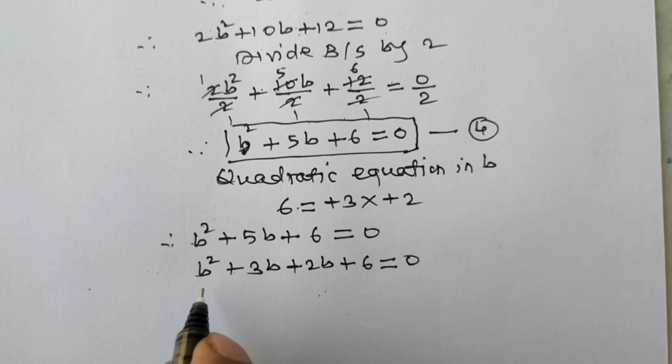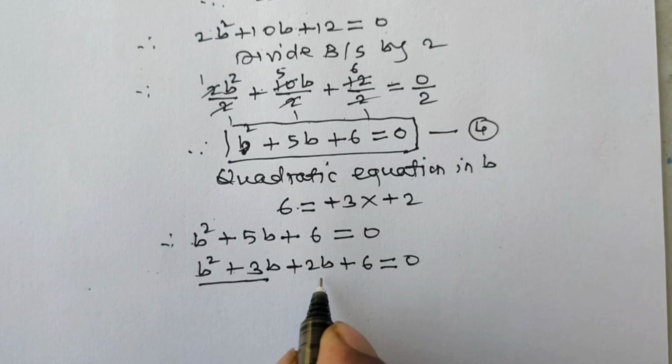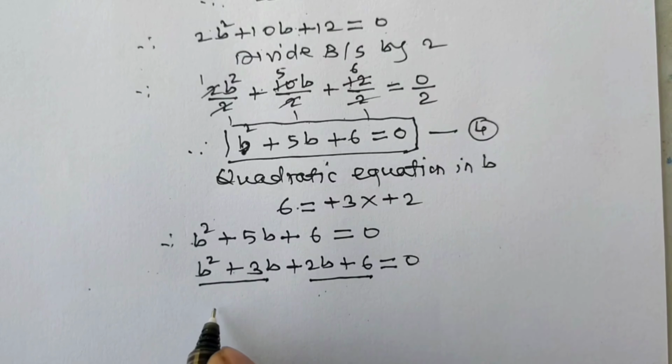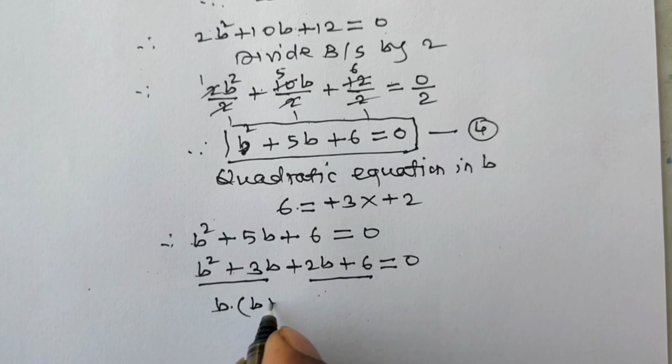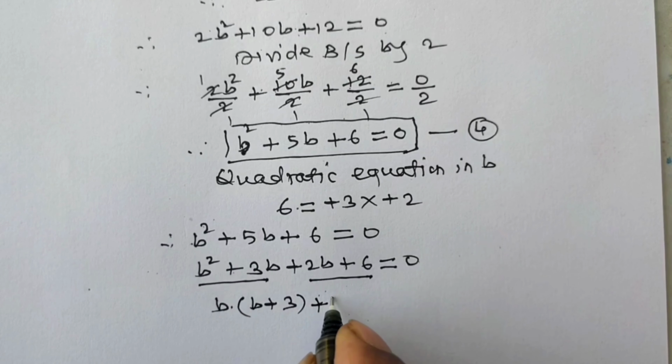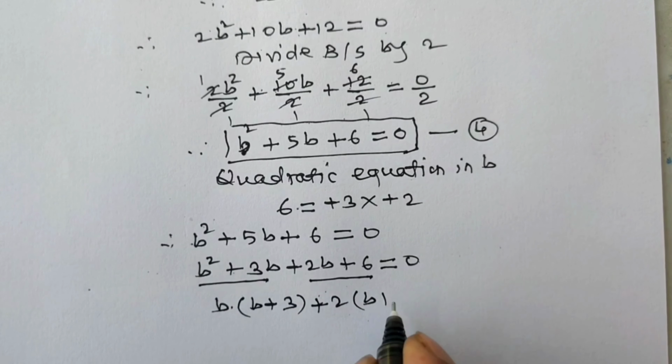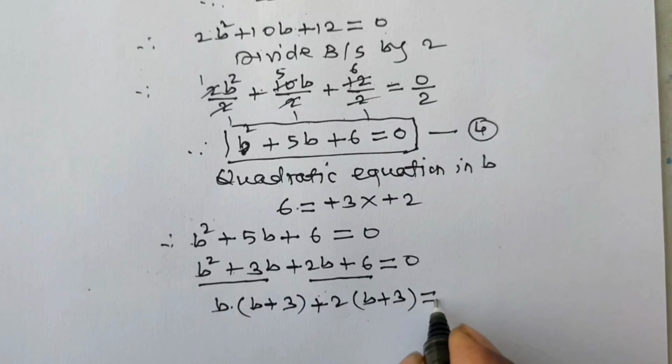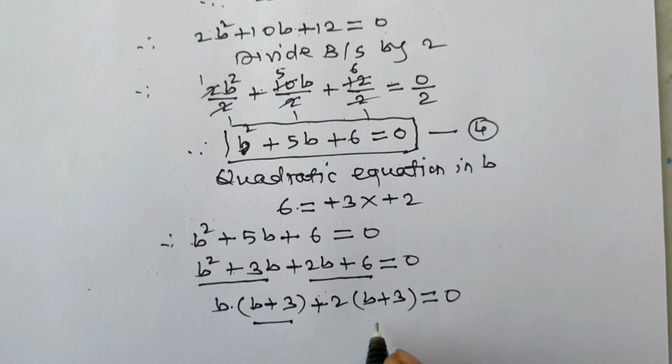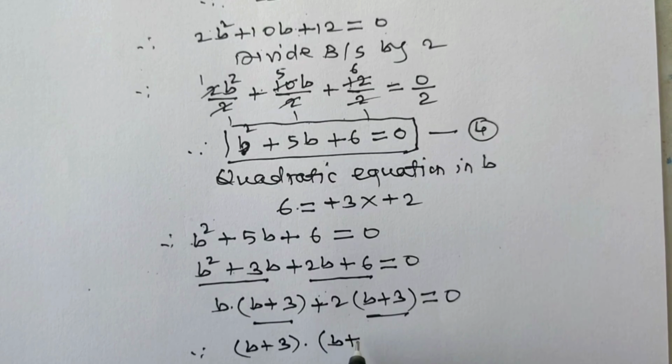b square plus 3b plus 2b plus 6 is equal to 0. Taking b common from these two terms and 2 common from these two terms: b into bracket b plus 3 plus 2 into bracket b plus 3 is equal to 0. Now take this bracket common. Hence (b plus 3) in one bracket and (b plus 2) in another bracket is equal to 0.